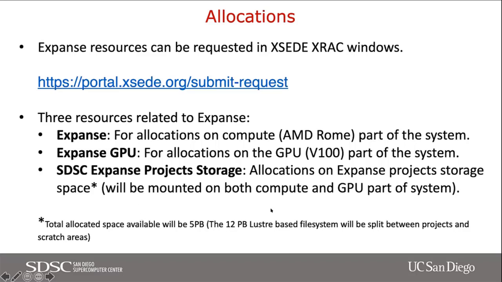And the file system is available on all the nodes of the system. Note that it's a single file system that's split between scratch and projects. So the total allocated space that we can do on the project side, at least at this point, is around 5 petabytes. And note that we will have a per project limit of 50 terabytes to begin with.